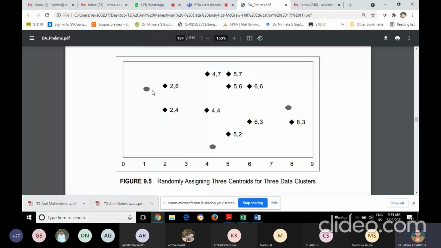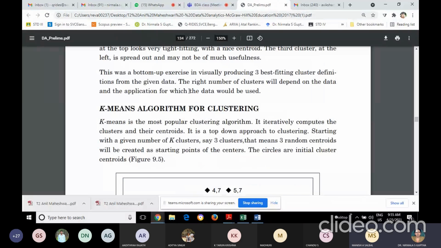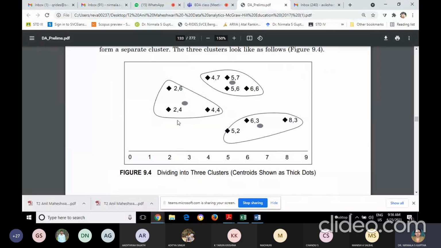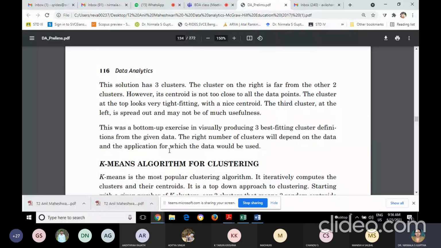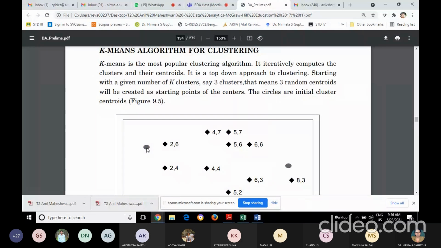Based upon the distance only, we are trying to find out and recalculate how the centroid for each cluster will be recalculated in such a way that it is closest to all the data points allocated in that cluster. Now my first cluster is this: 2,4, 2,6, 4,4. But when I have this centroid here, 4,4 and the centroid are too far apart, no?